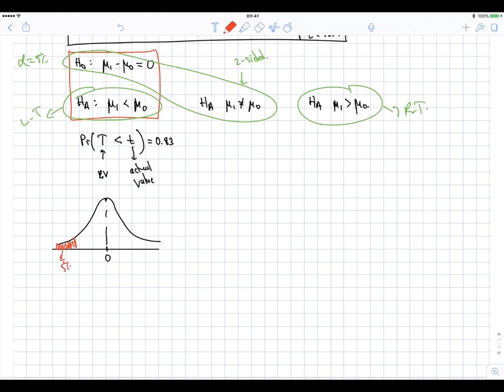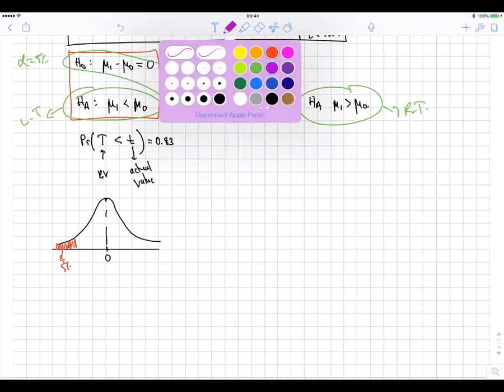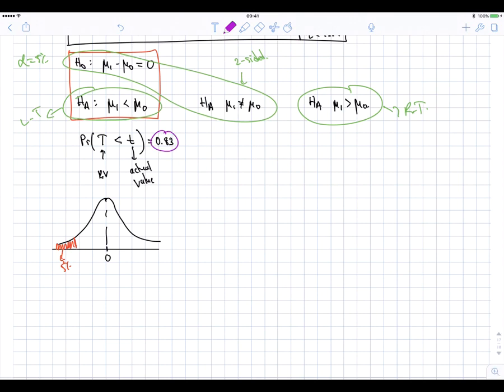If my test statistic falls within that region, I will reject my H0 in favor of mu1 is lower than mu0. That's what I'm doing, okay? Now, this p-value of 0.83 tells me that my t statistic was actually somewhere here. This was my t. And the probability of being to the left of this t is 83%.